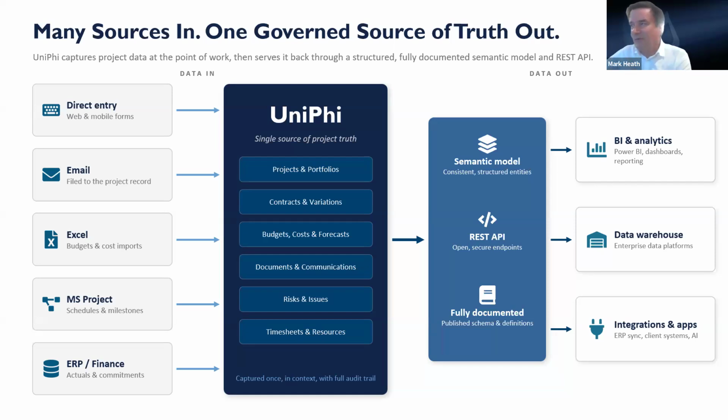So in the middle layer, you've got the UniPhi source of truth captured across a whole range of functions that project and program managers are worried about. And then out the other end is a REST API that's modeled into a really well-structured semantic model, fully documented, that powers business analytics, data warehouse integration with other tools that don't get captured in that first pipe. And also what we're presenting today, which is integrations into new benchmarking capability that you can throw your own client system at. So that's the overarching architecture of the UniPhi application.